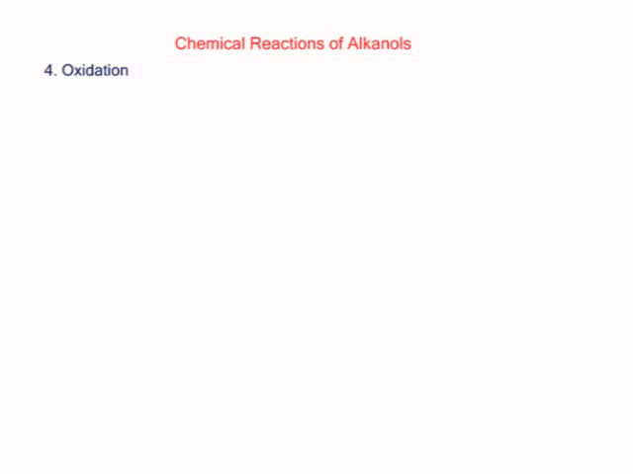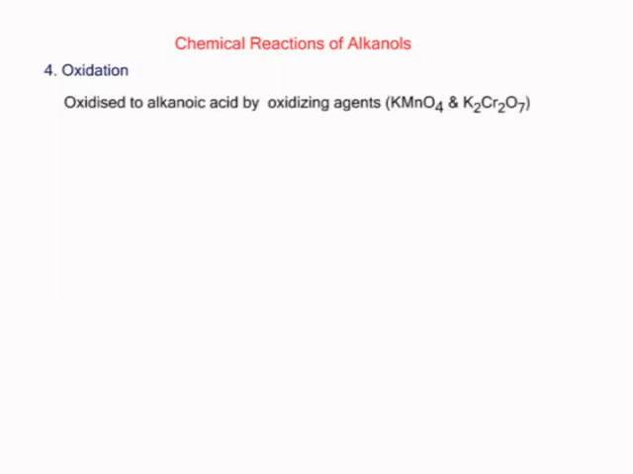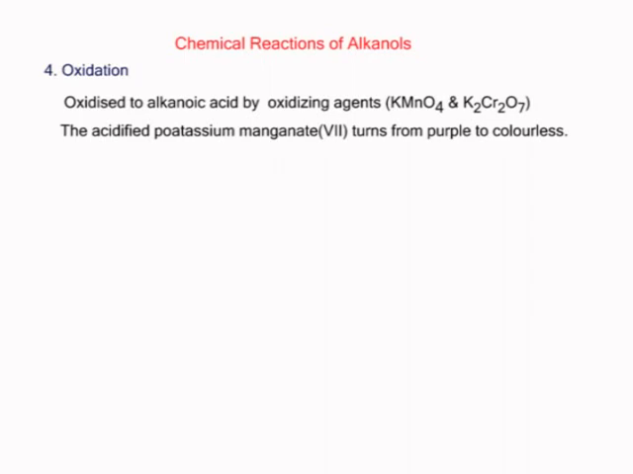Reaction involving alkanols is oxidation, and we are still using ethanol. Ethanol is oxidized by oxidizing agents such as potassium manganate 7 and potassium dichromate 6 to form ethanoic acid. Now in ethanol, acidified potassium manganate 7 turns colorless, and this is due to reduction of manganate ions, which are purple, to manganese ions, which are colorless.